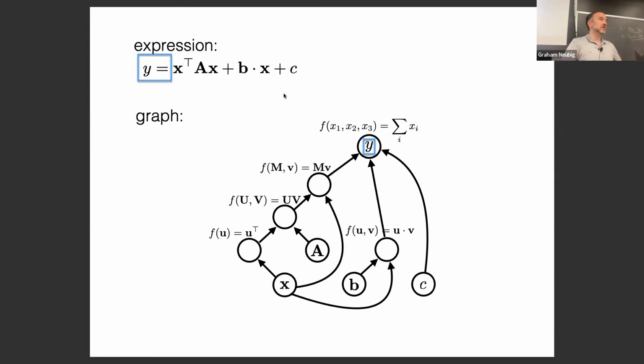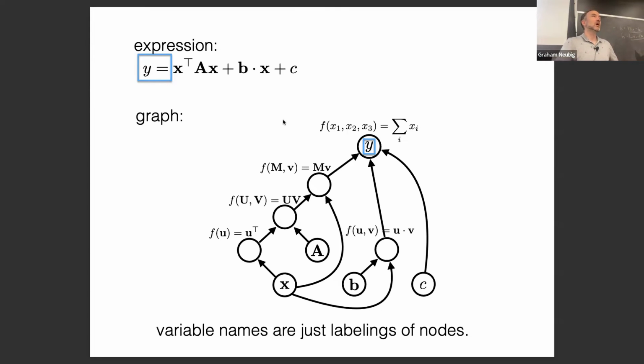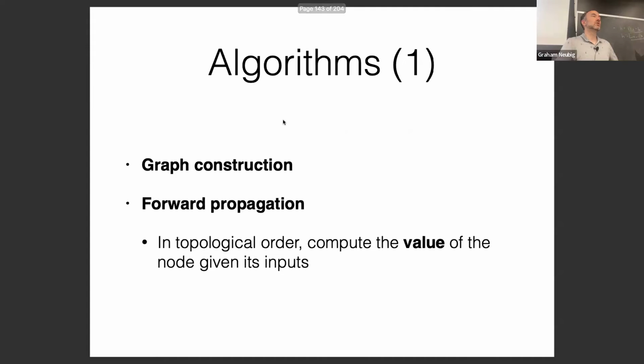What's the advantage of keeping the intermediate steps? Let me talk about backpropagation, and then we'll get back to that. So we have algorithms. We have graph construction and forward propagation. Graph construction is basically where you create the graph, and forward propagation is where you actually calculate the values in the graph.